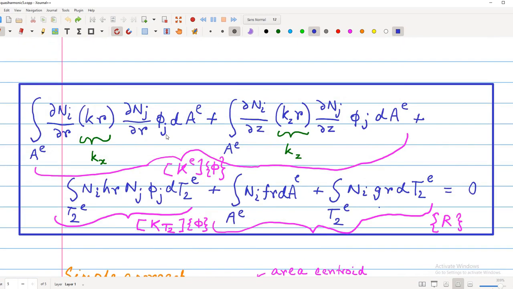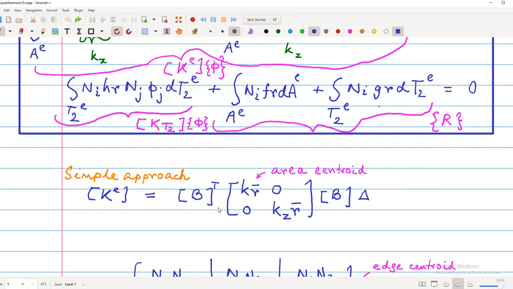So now how do you evaluate this? So you do B transpose DB. So here actually the problem is this, here one r comes, and this r is not constant over the area, but to bypass this problem, in place of r, we consider r to be constant, and that r is the r of the centroid of the area. So this makes the calculation simple.